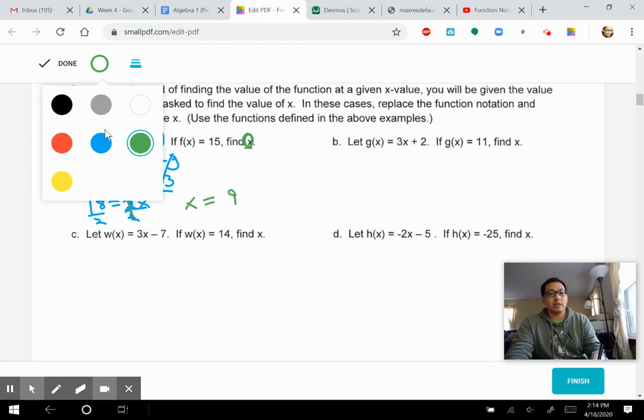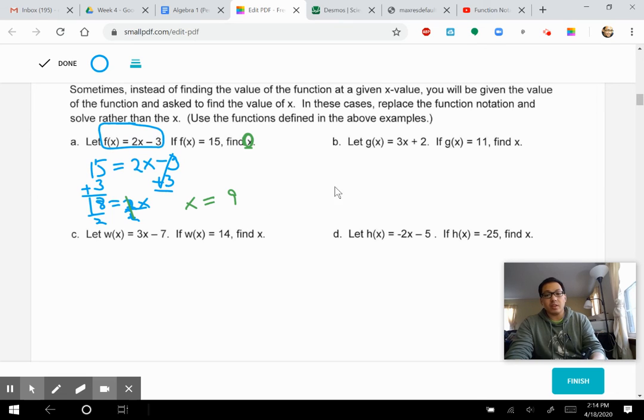Let's do one more just to show this again. How about we take this one. Here we've got g of x is 3x plus 2. If we know g of x equals 11, again, we're not plugging 11 in for x now. We're saying g of x right here, g of x, we know is 11. So g of x, we're going to replace that with 11 and solve this equation.